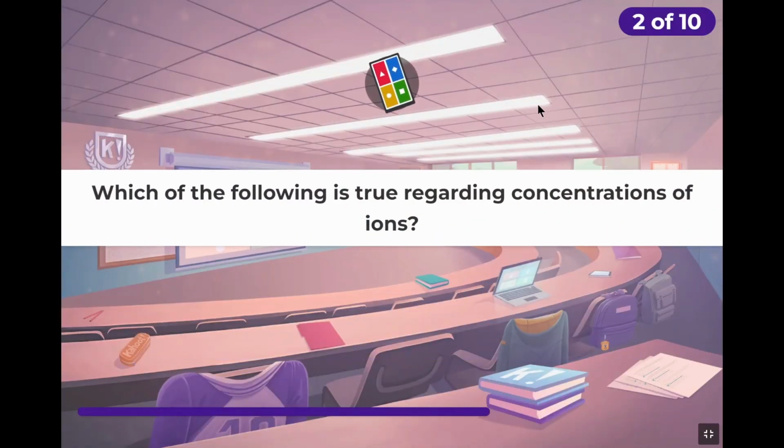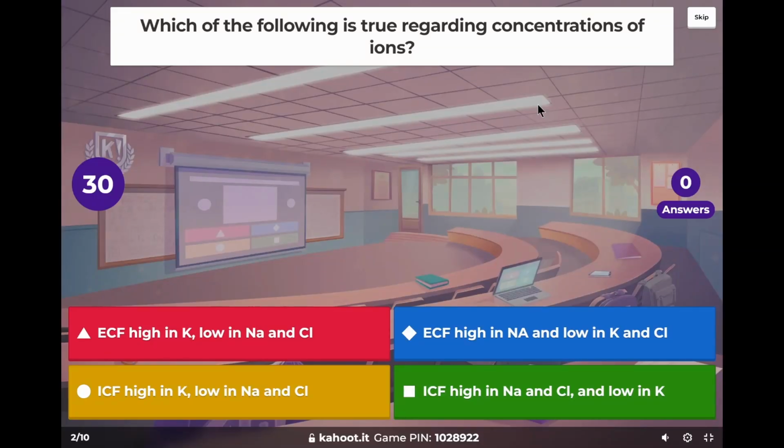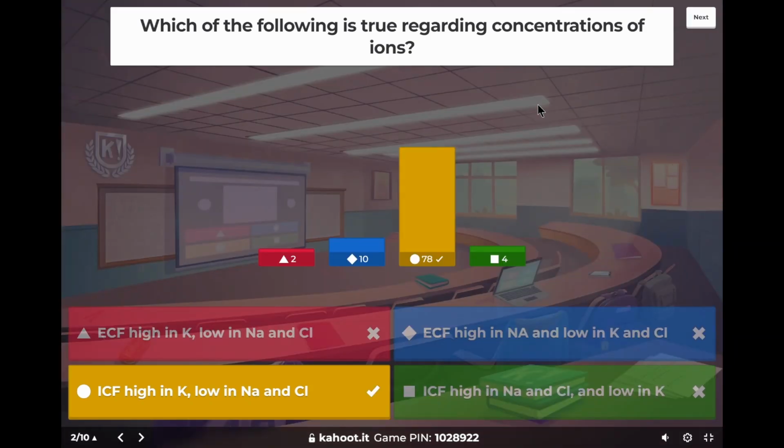Okay, which of the following is true regarding concentrations of ions? ECF is high in potassium, low in sodium and chloride, and so on and so forth. So, which is the right combo? Everyone good on that one? Makes sense?